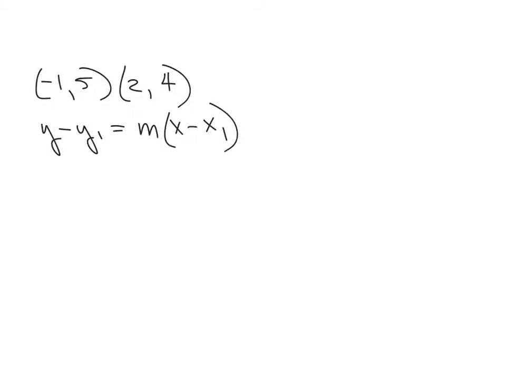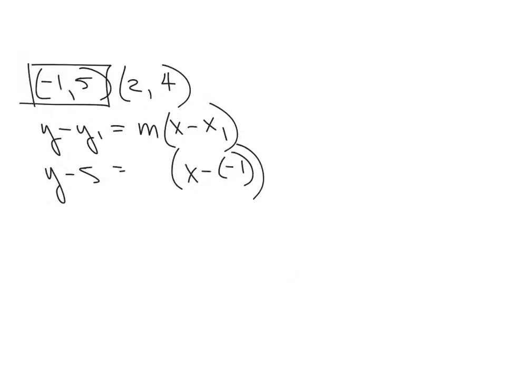And we get y minus 5 equals our slope, and then we've got x minus -1. Okay, so what I did is I just used this point here. Okay, it doesn't matter which point you use, you just grab one of the points, and using the point slope form, you write it that way. But one thing we didn't do is we didn't find the slope.